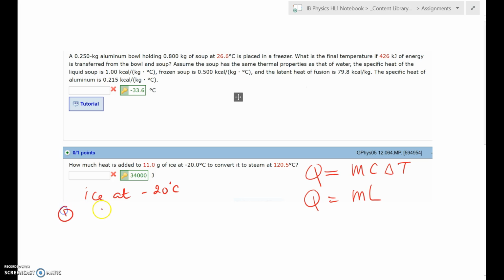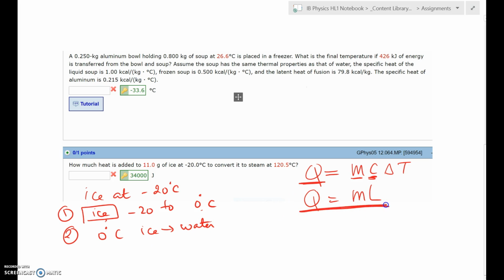So you cannot melt ice to water at negative 20. So the first thing to do is to take the ice from negative 20 to 0 degrees Celsius. So you got the heat, and then now it's ice, so you need the specific heat of ice. So you can find out how much heat is required in order to increase the temperature of 11 grams of ice using the specific heat of ice. Then once it's at 0 degrees Celsius, you got to melt ice to water at this temperature. For that, you need to calculate how much heat is required using this formula, because latent heat tells you the amount of heat required to melt ice.